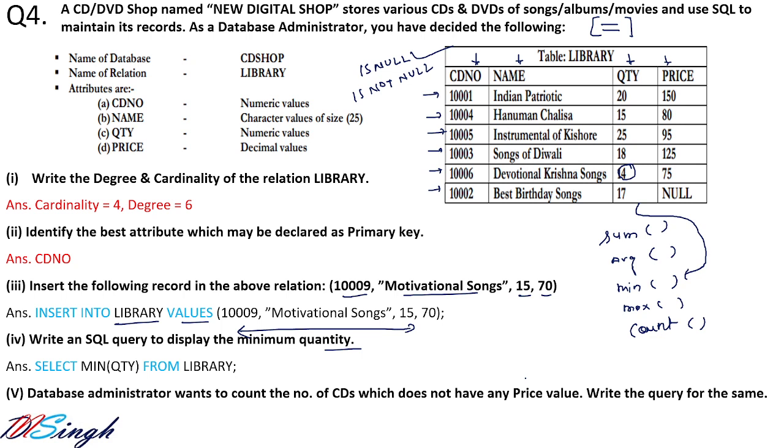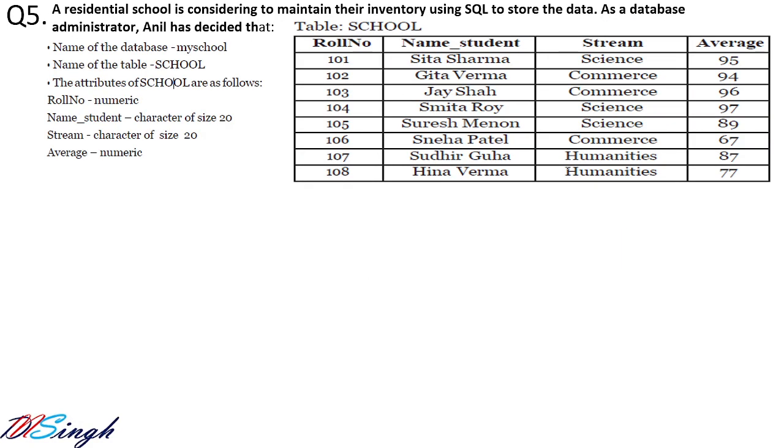For that purpose, select star from library where price is null. So where price is null, which record is going to come? This particular record is going to come in the output. Let us see the answer. Select count star. They are asking for count, so again the aggregate function: count star from library where price is null. Fine. Going to the next question.